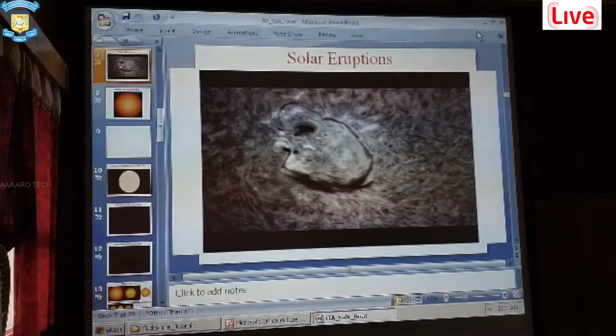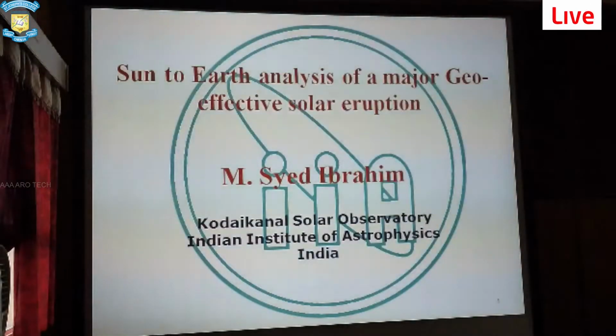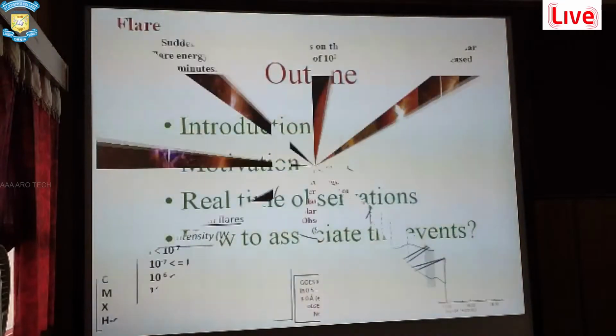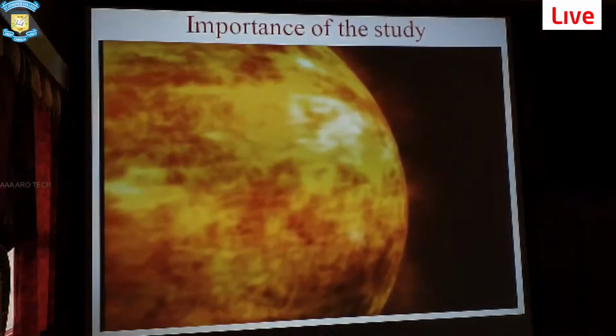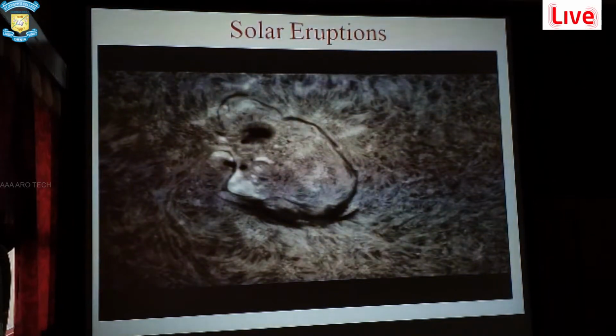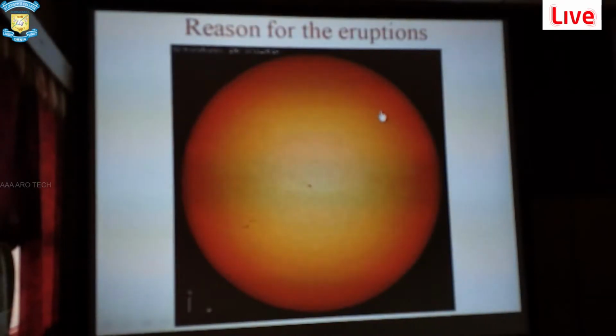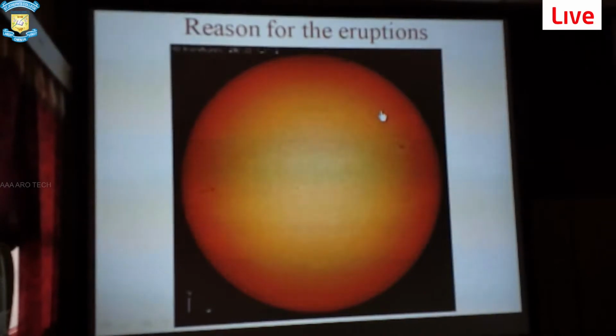I already told you, some magnetic field lines are rotating in the opposite direction. After the twist, it is breaking, right? After the breaking, it is emitting a lot of plasma particles, magnetized plasma, into the interplanetary medium. So it is propagating in the interplanetary medium. Finally, it is affecting the Earth.